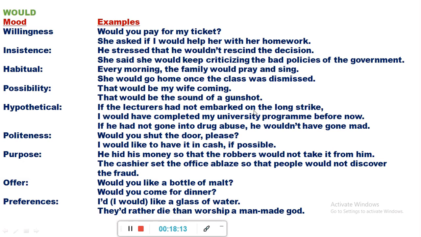Then hypothetical. Something imagined. If the lecturers had not embarked on the long strike, I would have completed my university education. If he had not gone into drug abuse, he wouldn't have gone mad. So it's a hypothetical situation. It's something you imagine would have been the situation if another situation had not arisen. Of course, this features in what we call a conditional sentence. If he had not gone, and this is the kind of conditional sentence that we call the impossible situation. It's not a likely situation, because the possibility of changing the situation has already gone. It's done and dusted.